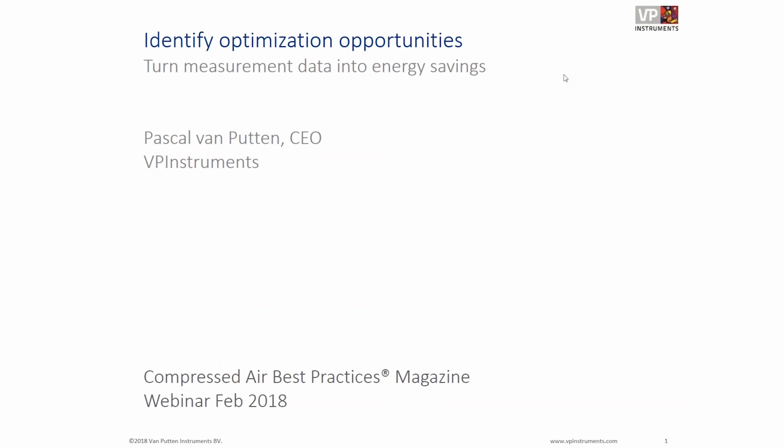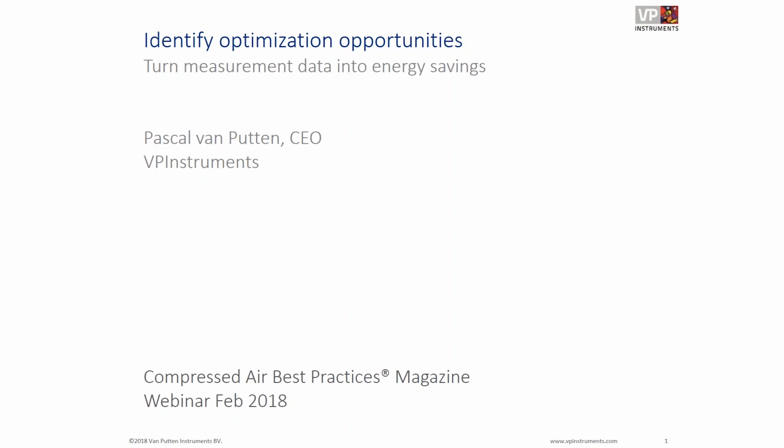Yeah, so today I'm going to talk about identifying optimization opportunities and how to turn measurement data into savings. So why this topic? Well, gathering data is part of the task, but looking for issues is the other half of the task, which can be quite complex. And in this presentation, I will show you some examples on how you can combine signals and how that can lead to interesting insights on how to save and how to optimize. And I will give you some examples on that.